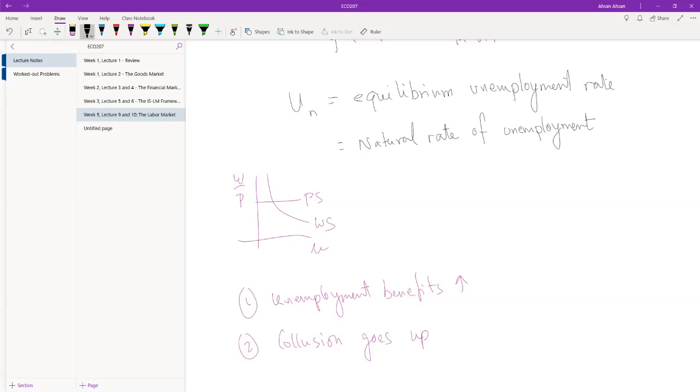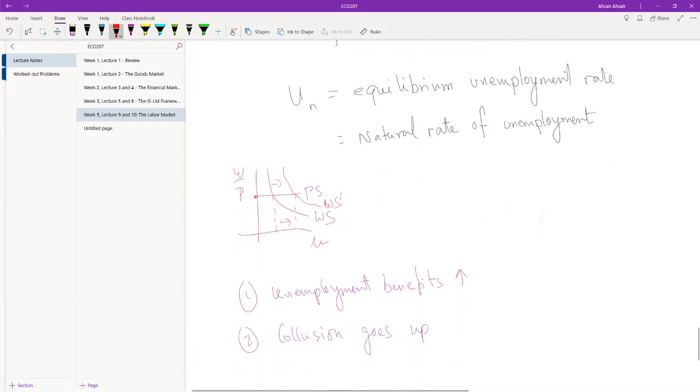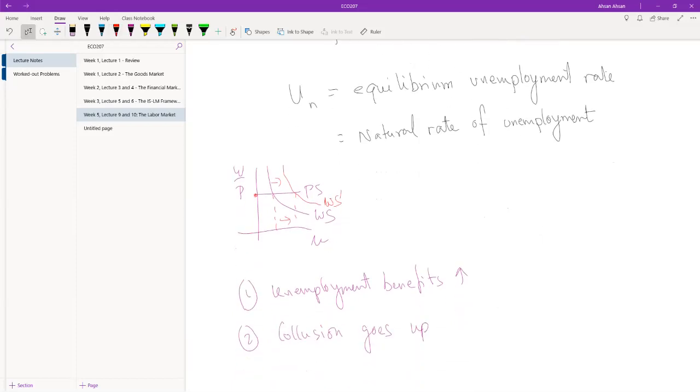So as a result, if unemployment benefit is going up in the economy, what you would expect is that at the same level of wage, the WS curve is going to shift, and that is going to increase the unemployment in the economy. You don't mind being unemployed if your unemployment benefit is high. As a result, unemployment rate in the economy goes up.